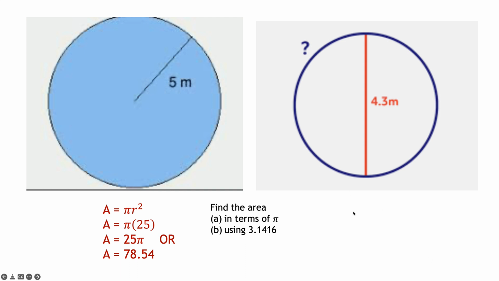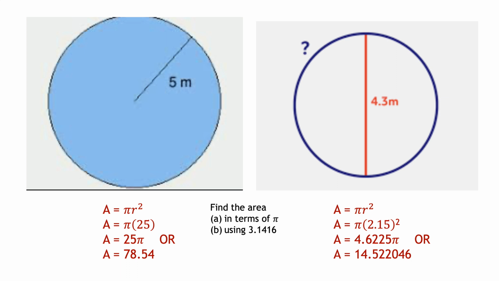Working here, I will get that area is pi r squared. So that would be pi times the radius squared. And the tricky part here is the radius is not 4.3. The radius, that 4.3 is the diameter. And you have to recognize that you have to half that diameter and get it to 2.15 squared. Then you square the 2.15 and I get 4.6225 pi, which is, if I expressed my answer in terms of pi, the answer. Or if I go to a decimal, I can get 14.522046, or wherever they tell you to round it off to, okay?